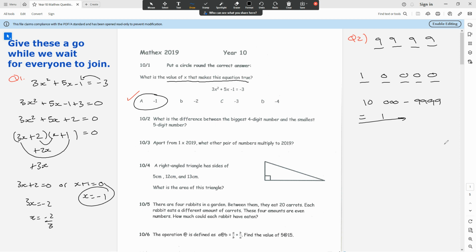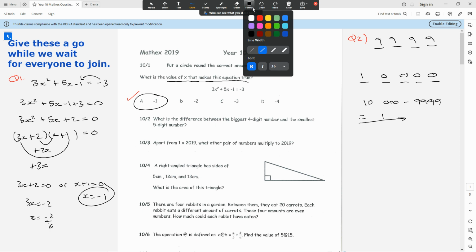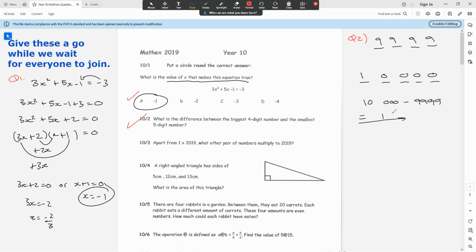What do you think? You think that's correct? Seems pretty simple, right? Let's see if there's any loopholes. The biggest 4-digit number is definitely 9,999, and the smallest 5-digit number is definitely 10,000. And we know 9,999 plus 1 gives you 10,000. All right, I think there's nothing to it other than that. So this one's correct. All done.